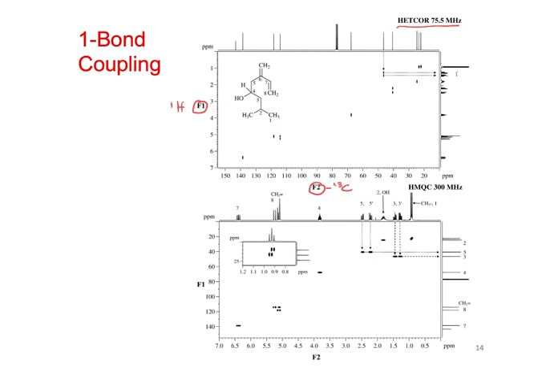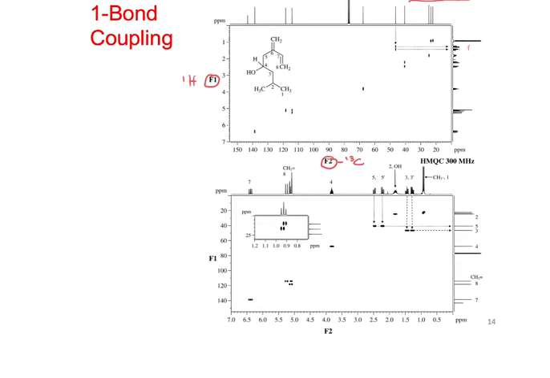Okay, so notice that in this, let's just look at the bottom one first. The bottom one is that inverse detection, and so notice now that F2 is the proton axis, and F1 is C13. So they're giving the same information, but they're flopped over. Okay.